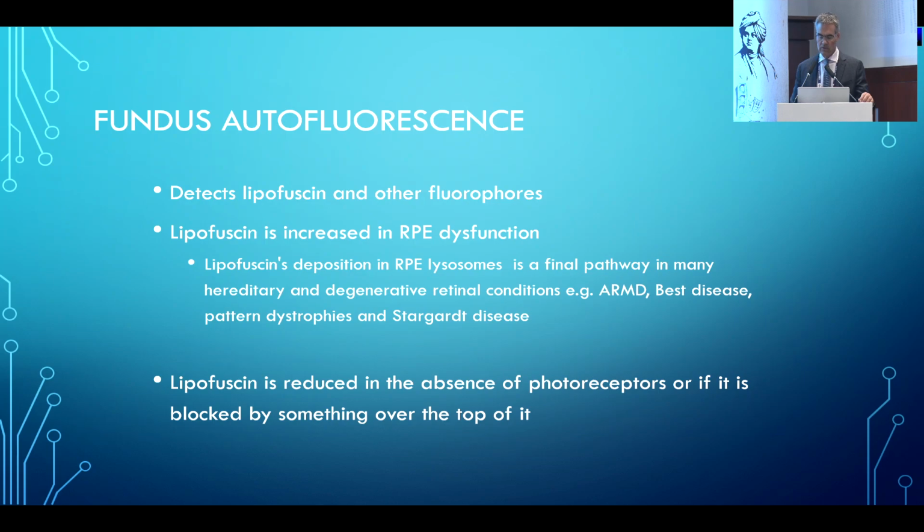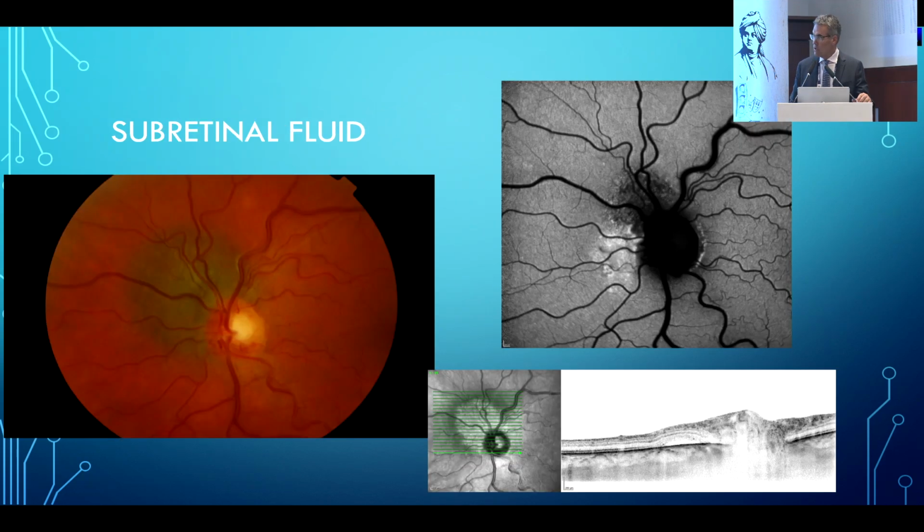Many modern cameras, of course, also do fundus autofluorescence, which detects lipofuscin and other fluorophores, and you can also use it to see subretinal fluid, which is visible just next to the optic nerve here in the OCT, but also shows up on the autofluorescence.